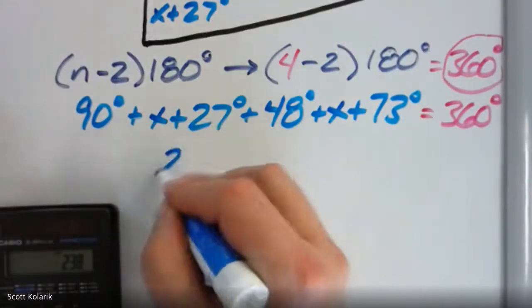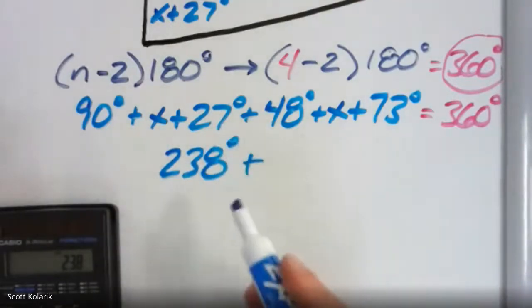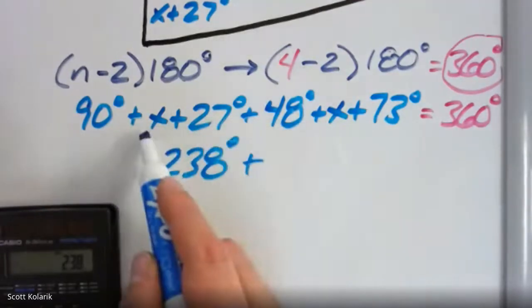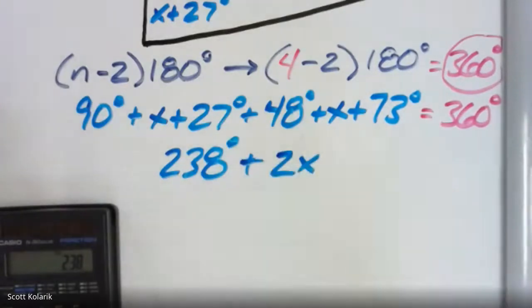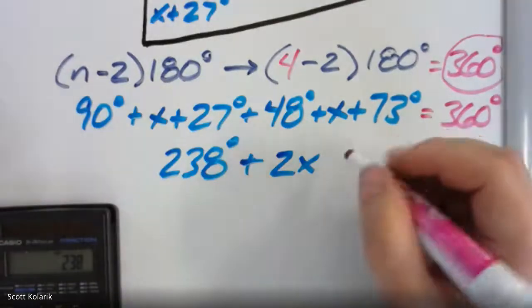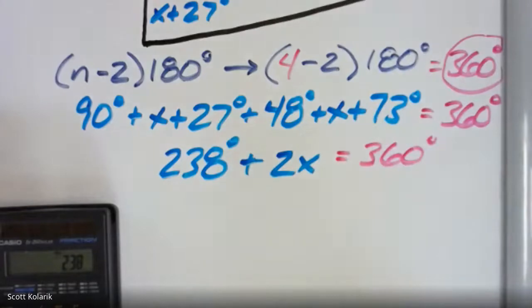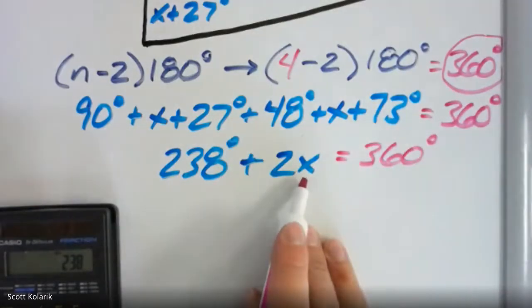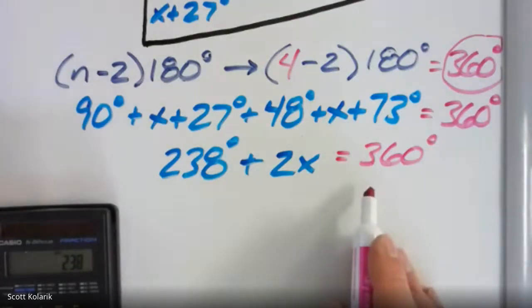So combining my like terms of numbers together, I get 238 degrees. Beyond that, I have these 2 variables, a positive x and a positive x. Adding those 2 together gives me positive 2x. And this is still going to equal 360 degrees here on the right-hand side. My job still is to solve for this variable. Now that I've collected like terms, my job is to move stuff away using inverse operations.